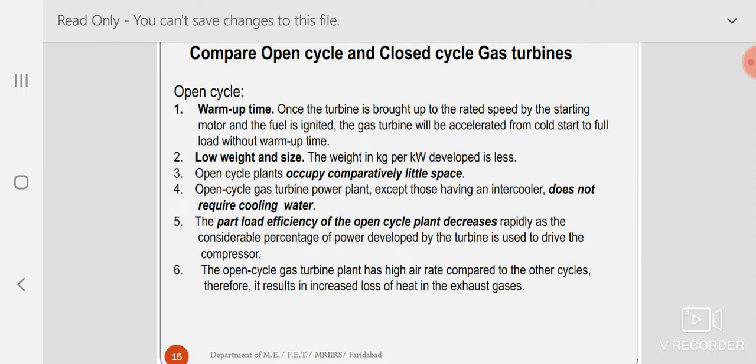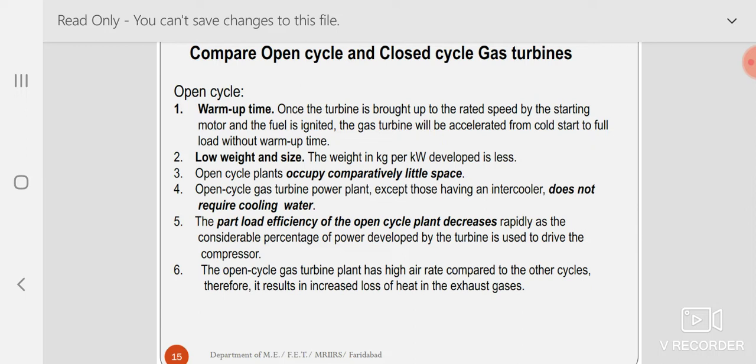In closed cycle, as I have said, the same gas is being recirculated again and again. So gas, to some extent, even after cooling by the cooling tower, remains hot, and that hot gas comes and is recirculated, and the warm up time is less. In case of open cycle gas turbine, the warm up time required is more. Low weight inside.